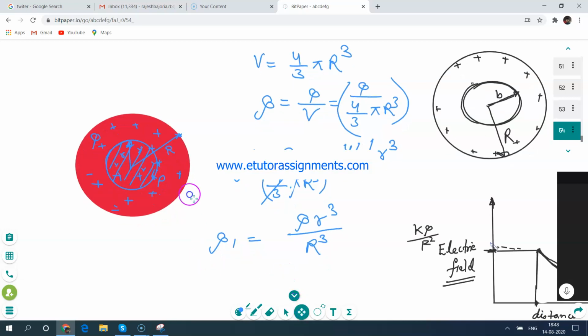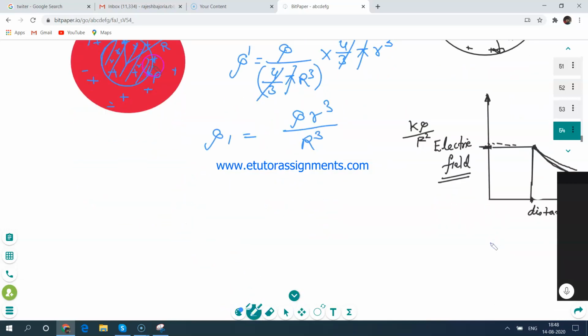What will be the electric field at point P? Please understand, the electric field at point P is E. So E dot ds is equal to Q dash divided by epsilon 0. Q dash is Q r cube by R cube, divided by epsilon 0. Good.